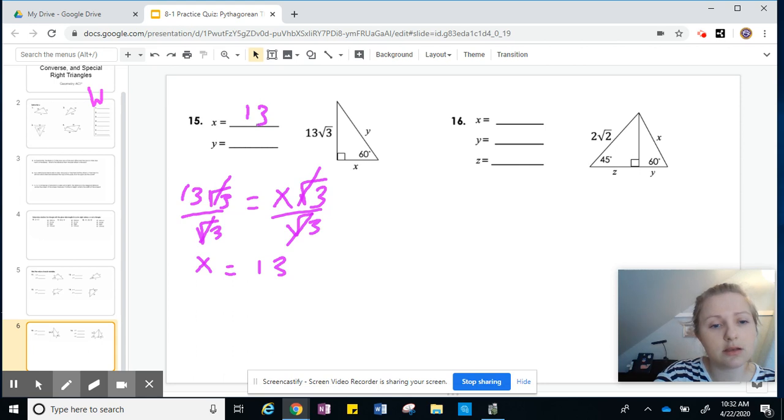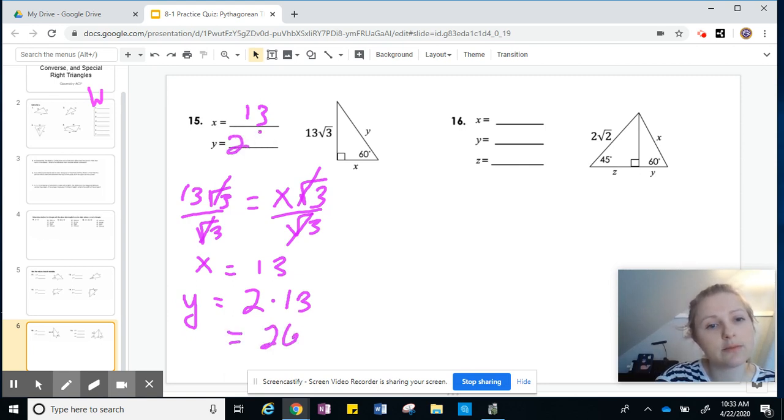And then now we need to find the hypotenuse. So now that we have the shorter leg, we can do that because we know that the hypotenuse is always 2 times the shorter leg, so 2 times 13, which is 26.